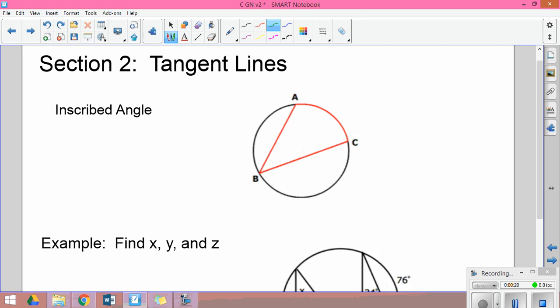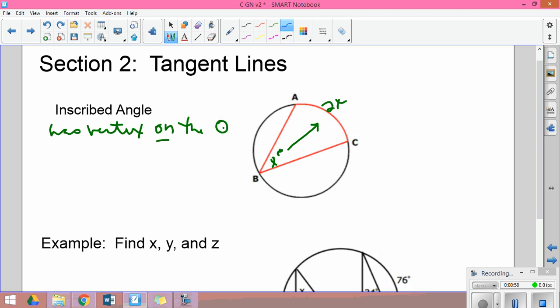In this example here in the red, angle ABC is an inscribed angle. And an inscribed angle has the vertex on the circle. So remember, a central angle had the vertex at the center. An inscribed angle has the vertex on. What happens is if this angle measure is x degrees, the arc is 2 times the angle. So central angles were equal. Inscribed have a relationship of a factor of 2.